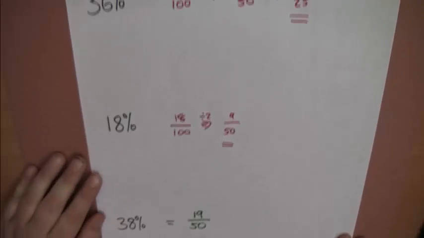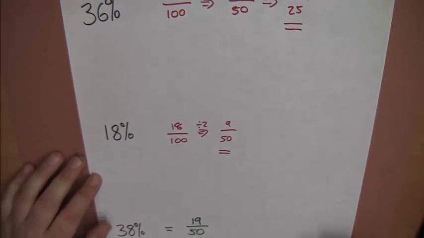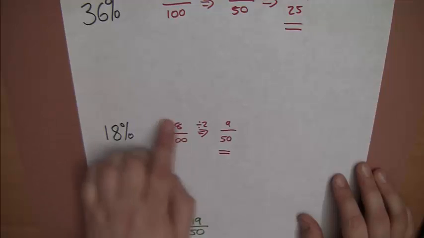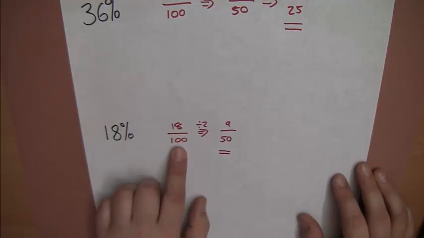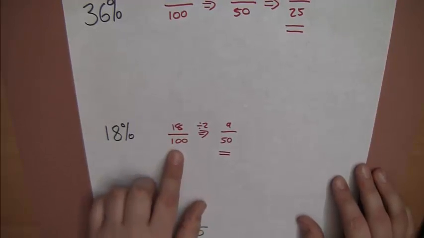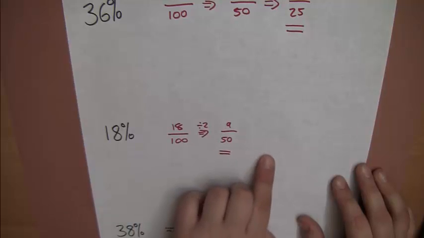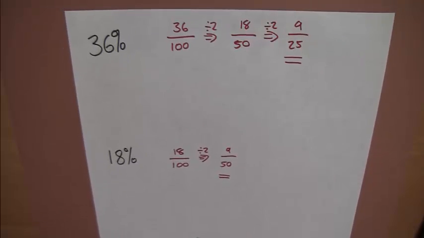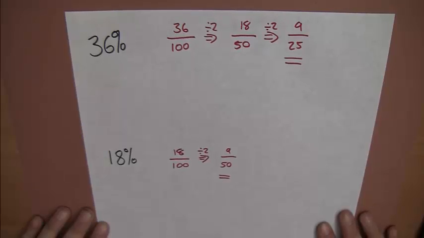So just a quick recap, just to make sure we've got this in the bag. Always start off with the percentage over 100. And then just try and divide by simple amounts until you can't do it any further. And that's how you convert a percentage to a fraction simplified.